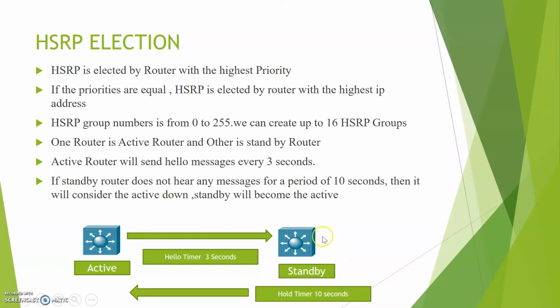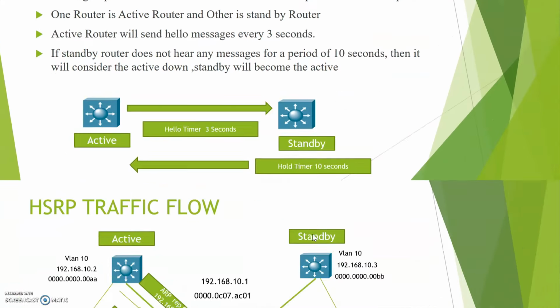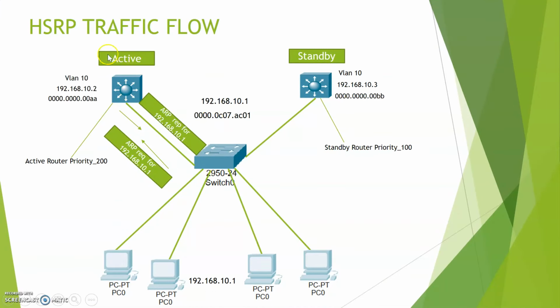So both the active and standby communicate using the hello messages, and the active router sends hello messages every 3 seconds. This we call the default hello timer, and the standby router will monitor the hello messages from the active router. In case it doesn't hear any hello messages for a period of 10 seconds, this is the hold down timer, then it will consider the active as down and the standby will take over the active role. So this is the HSRP traffic flow.